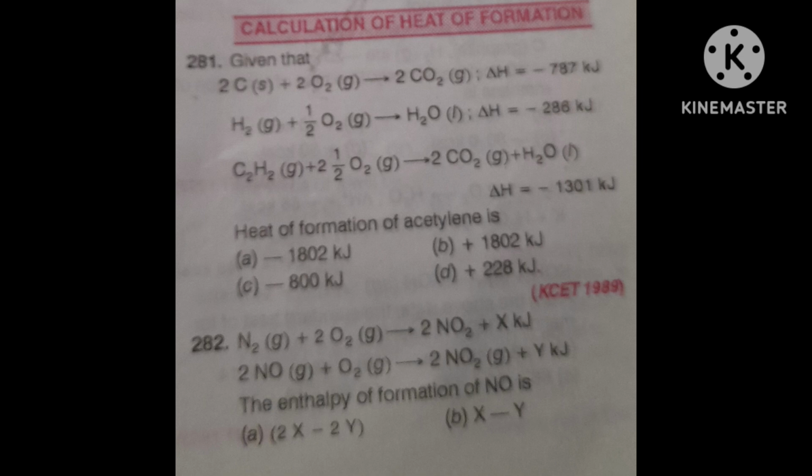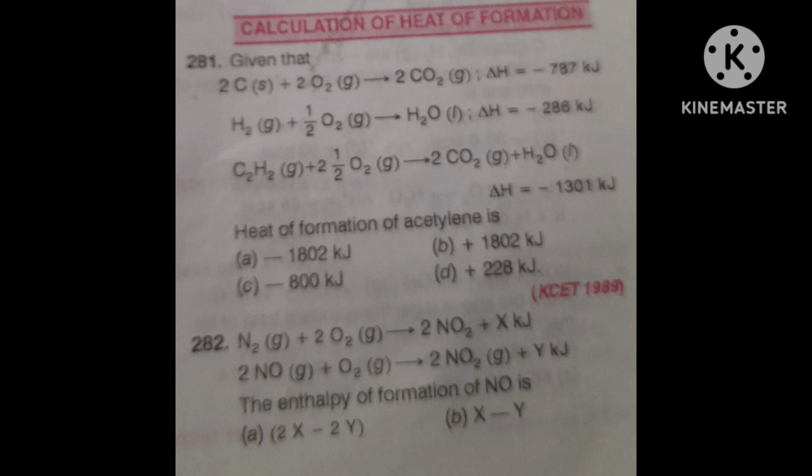Now what you have to tell? The enthalpy of formation of NO is: first option 2x minus 2y, second option x minus y, third y minus x divided by 2, fourth x minus y divided by 2. This question is very good and you can solve it within 30 seconds.